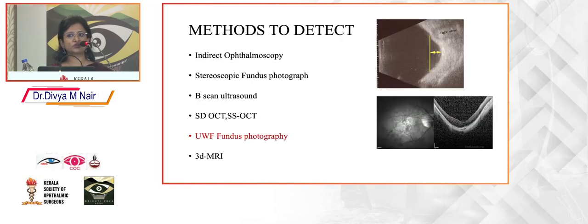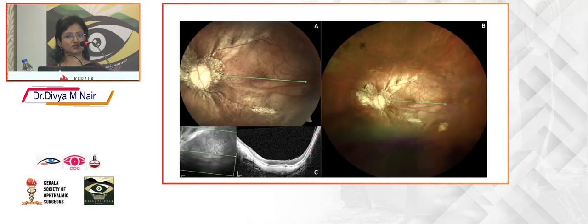There are various methods to detect it. It is very easily detectable by routine indirect ophthalmoscopy. Stereoscopic fundus photograph can be used to document. On B-scan it is seen as a shallow outpouching compared to a coloboma, which has a very sharp outpouching. Then SD-OCT and SS-OCT. The ultra-wide field fundus photography is considered to be the gold standard to diagnose staphyloma. 3D MRIs are used for research purposes.